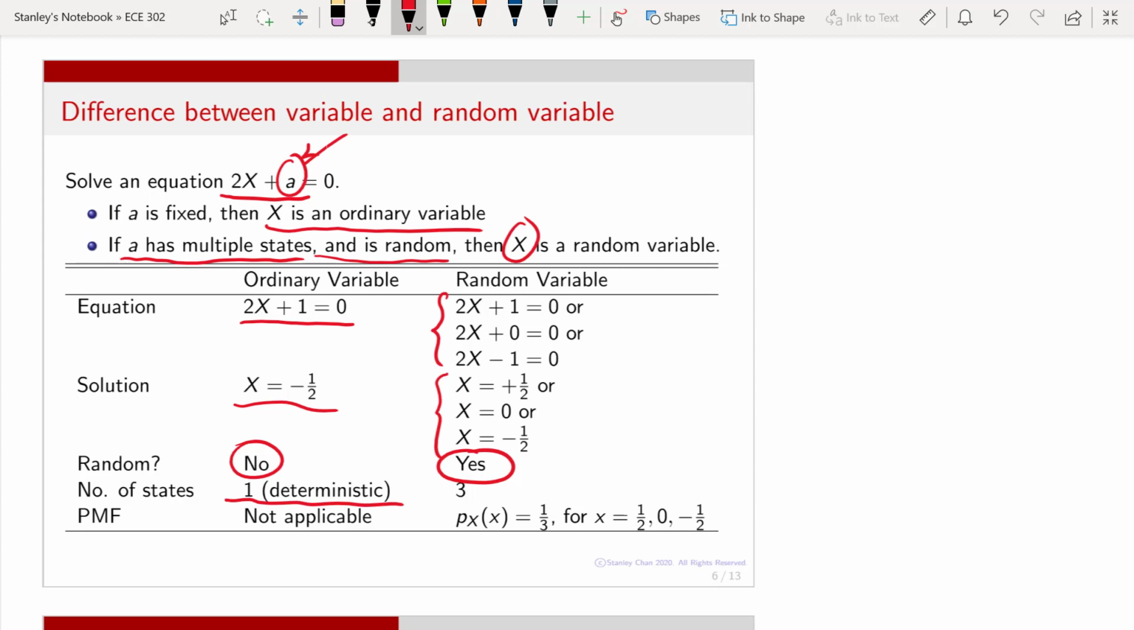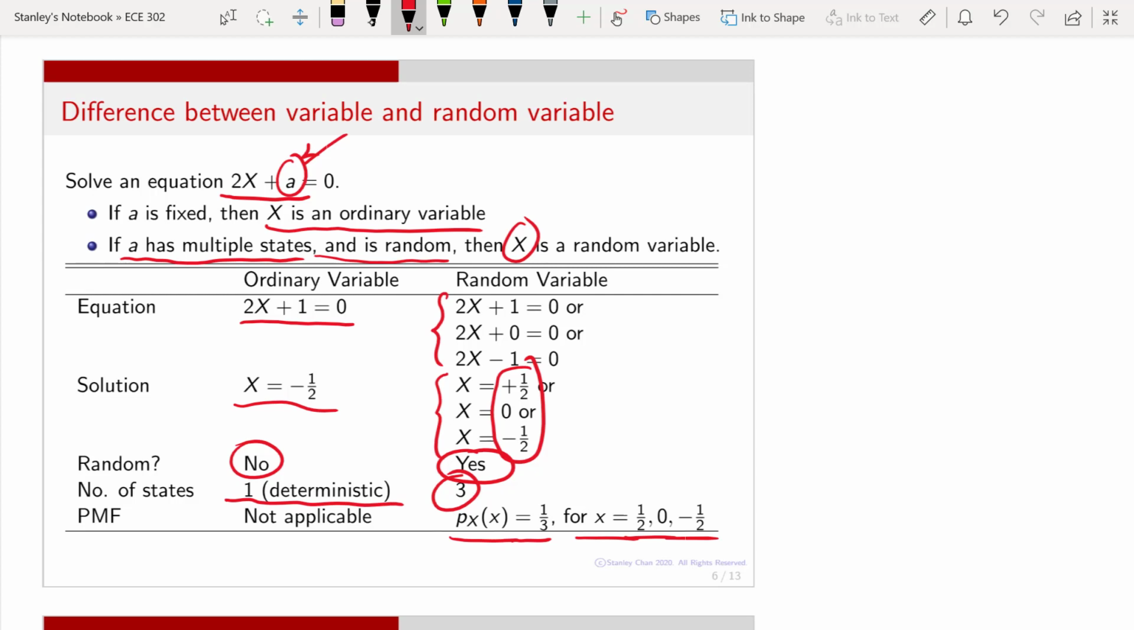How about this x? This x, you can actually have three possible states, depending on what values of a that you are getting. So you can have three possible states, and then the probability of getting these states is, let's say in our example, we are assuming equal probability between +1, 0, and -1, and therefore you have equal chance of getting +1/2, 0, and -1/2.